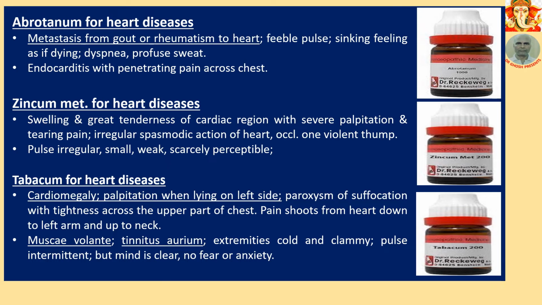for endocarditis. Ginkgo made for heart diseases, swelling, great tenderness of cardiac region with severe palpitation and tearing pain, irregular spasmodic action of the heart, occasional one violent thump. That is, here some irregularity of the pulse is there. Pulse irregular, small, weak, scarcely perceptible. That is a different picture here compared to abrotinum.